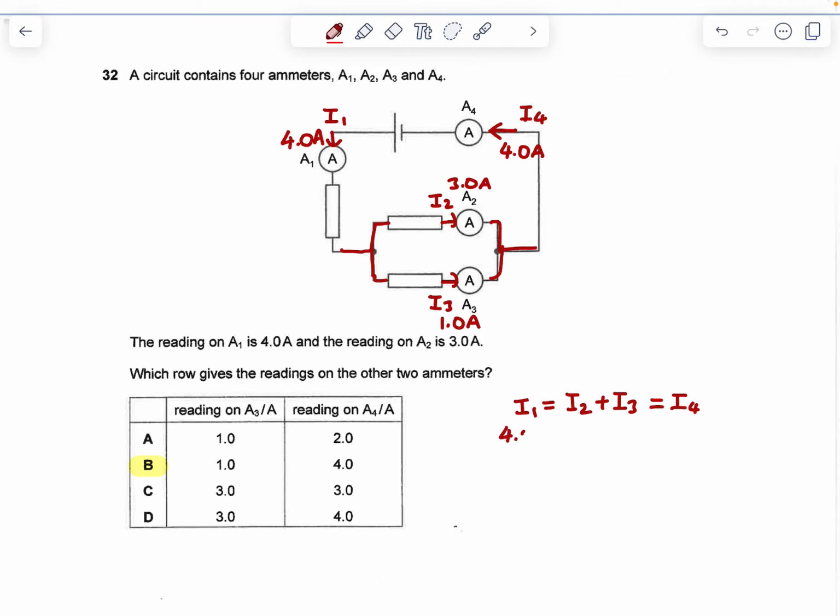So I1 is 4.0. I4 is also 4.0. Since it's given that I2 is 3.0, I3 must be 1.0.